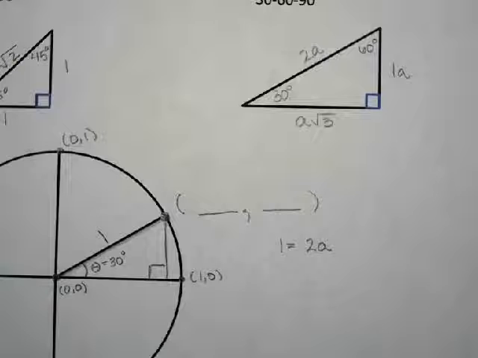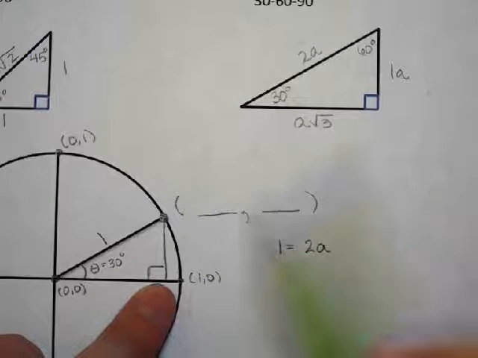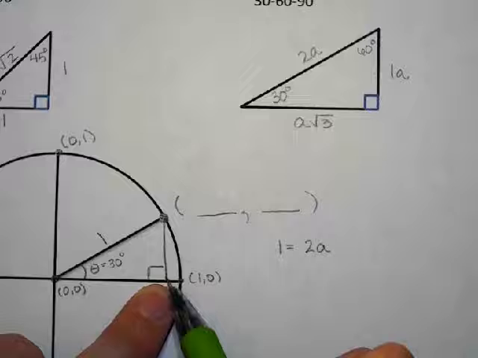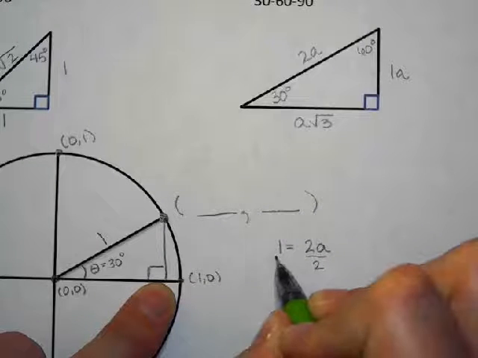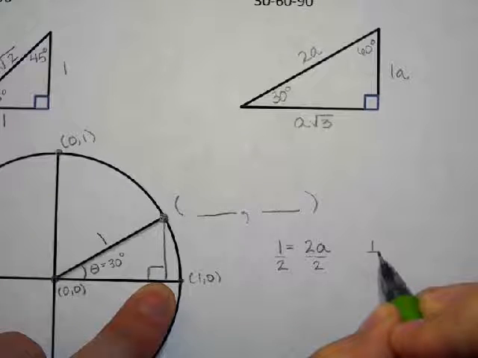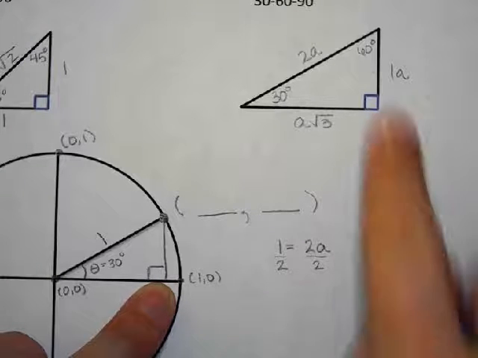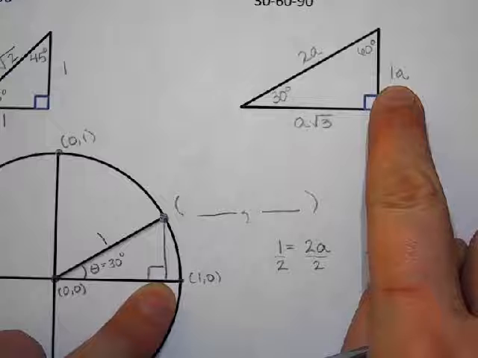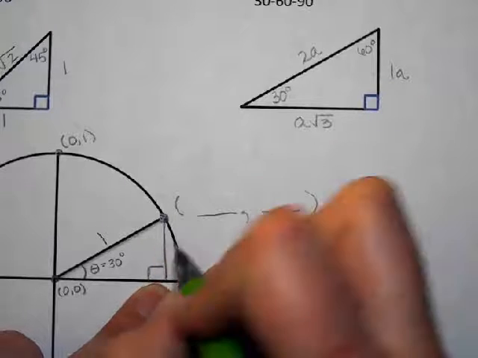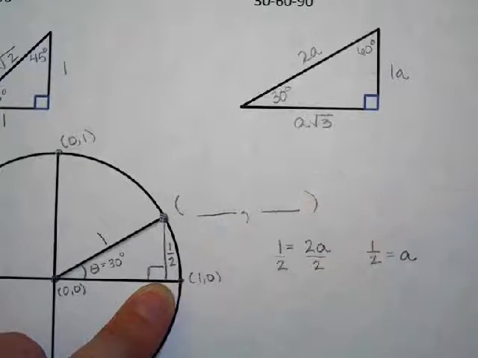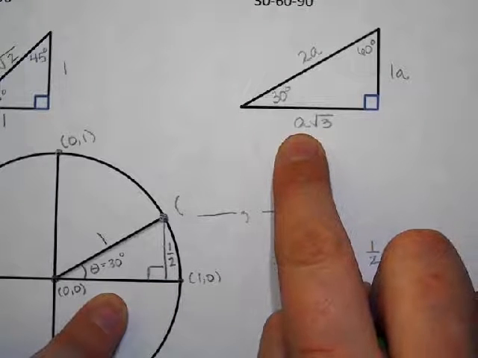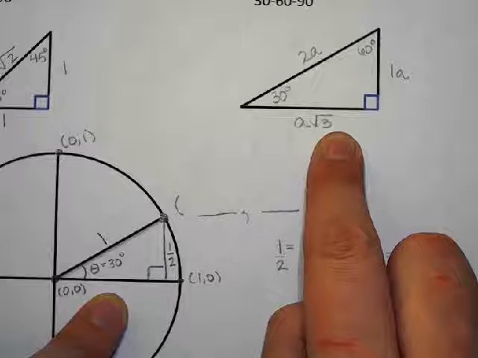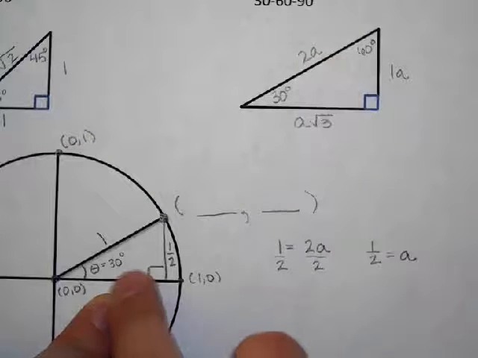Okay. So now we want to figure out what this measure is, because that's the missing side of the triangle. So I'm going to divide by 2, divide by 2. So I get 1/2 equals A. So the 1A side, which is just A, equals 1/2. So this is a measure of 1/2. Would you guys agree with that? Okay. And then the bottom side is A times the square root of 3. Everyone see that? Yes. I just said that these triangles are going to be proportional because they're both 30, 60, 90.